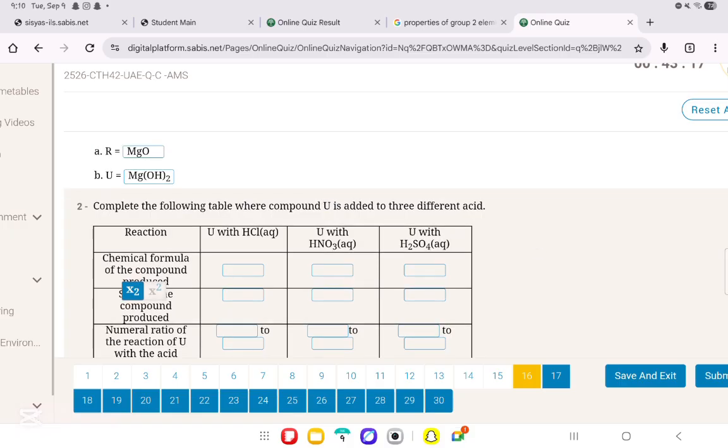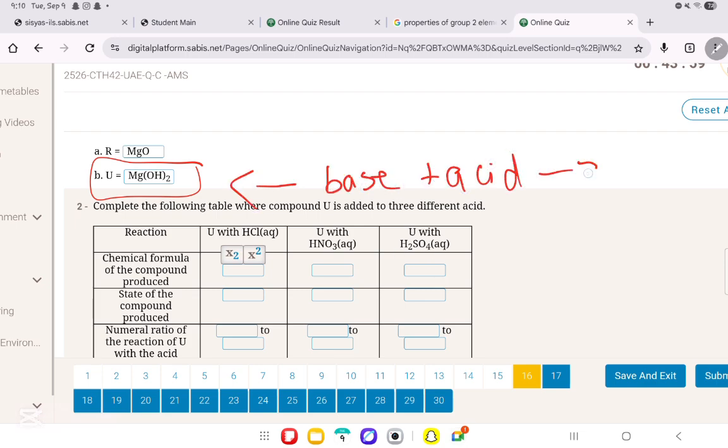What does it say? Chemical formula of the compound produced. What are they telling us? They are telling us that we took Mg(OH)2 and we added it to HCl, HNO3, and H2SO4. Each of these are acids. So in our case, Mg(OH)2 is a base. Whenever you add a base and an acid, you will get a neutralization reaction, which releases salt and water.